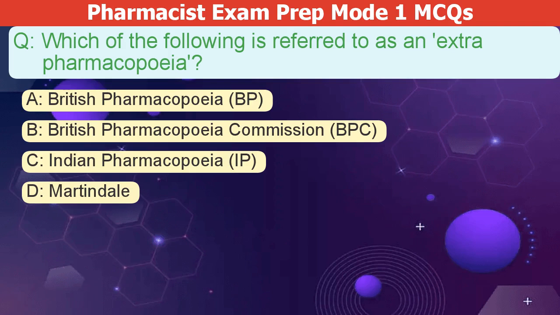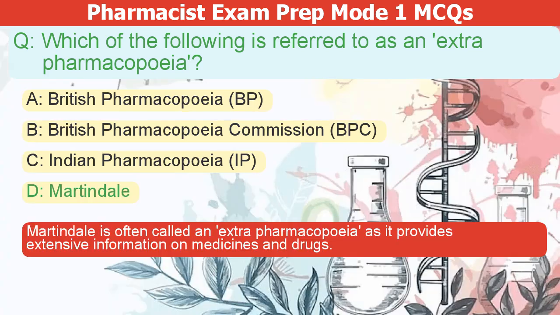Which of the following is referred to as an extra pharmacopoeia? A. British Pharmacopoeia, BP. B. British Pharmacopoeia Commission, BPC. C. Indian Pharmacopoeia, IP. D. Martindale. The correct answer is D. Martindale is often called an extra pharmacopoeia as it provides extensive information on medicines and drugs.